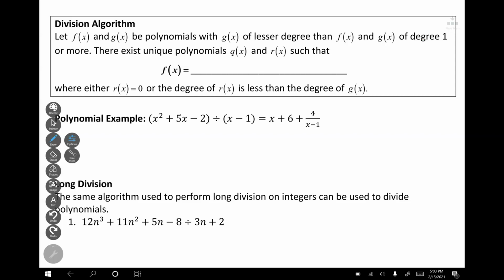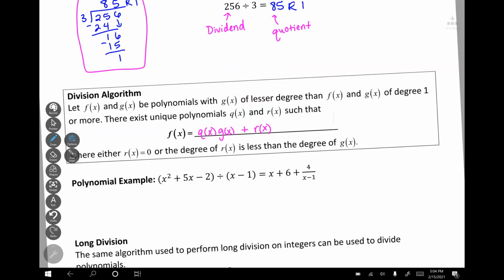And g of x of degree 1 or more. There must exist unique polynomials q of x and r of x. They named these q of x meaning your quotient, and r of x your remainder. So q quotient, r remainder, such that f of x equals your quotient, q of x, times what you were dividing by, g of x, plus your remainder. There exist unique polynomials q of x and r of x such that you can write it that way. Now what does that mean?